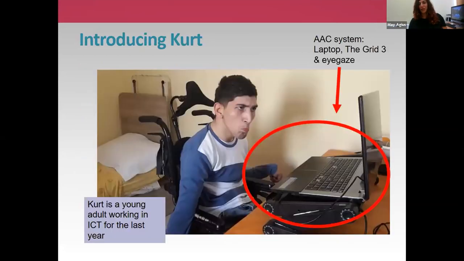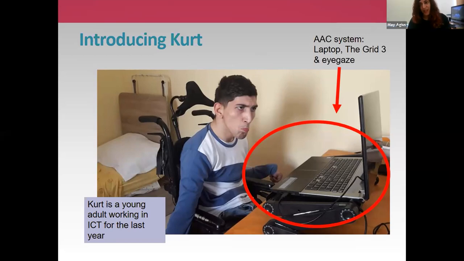So I just want to introduce Kurt to you. As I said, he's someone that we've known for some time. Kurt is a young adult. He's been working in ICT for the last year, and you can see him there with his laptop. So he's using mainstream here, it's just a normal laptop. And what you cannot see there is he does have an eye gaze piece, and it's Tobii that manufacture his, and it's sitting there on top of his keyboard underneath the screen. And he also uses the Grid 3 as his software. But of course, he doesn't just use the Grid 3, and that comes up in his interview.